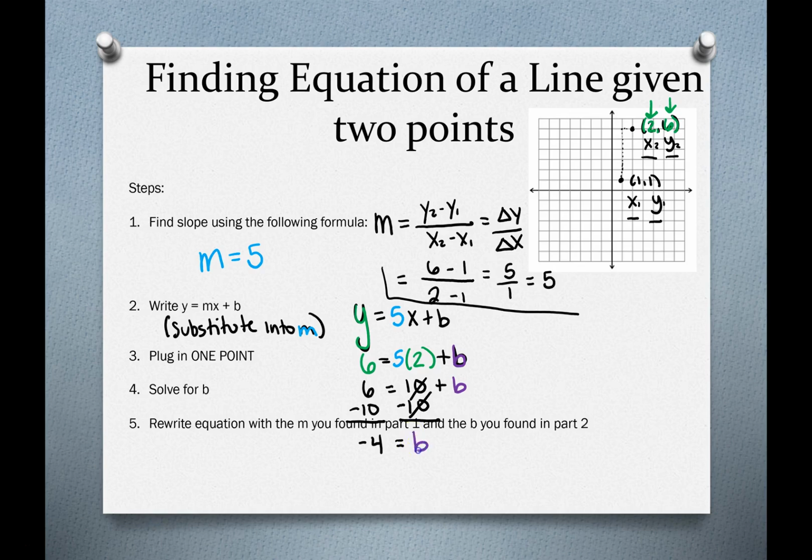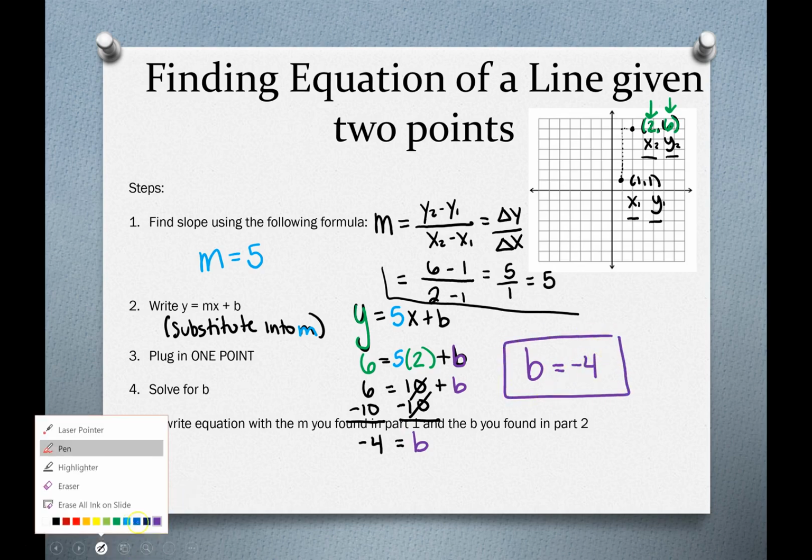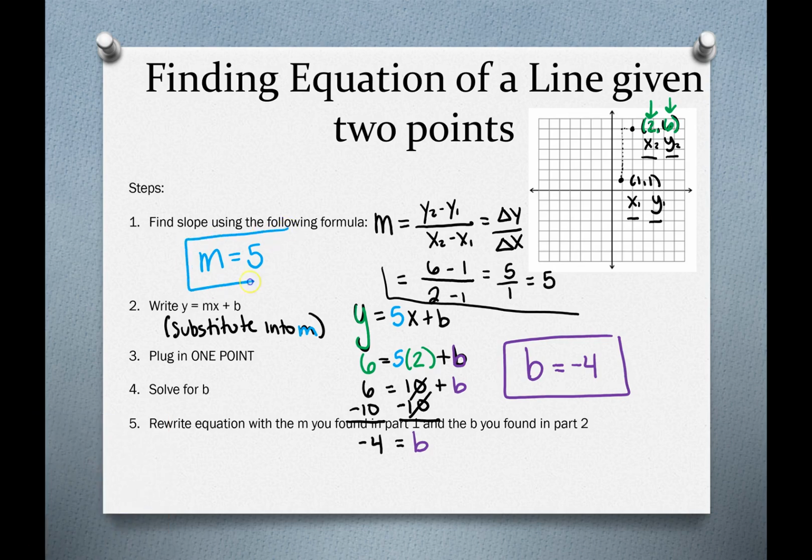And that's huge, right? I want to write that here: my b is equal to negative 4. That's key, and also the fact that up above I had my slope of 5. So my final step here is to rewrite the equation for the m you found in part 1 and the b you found in part 2.